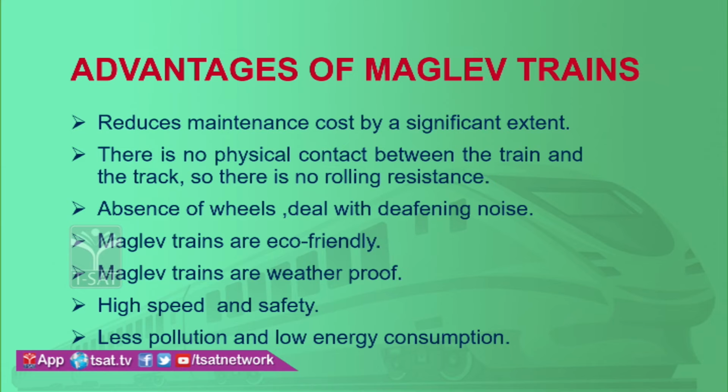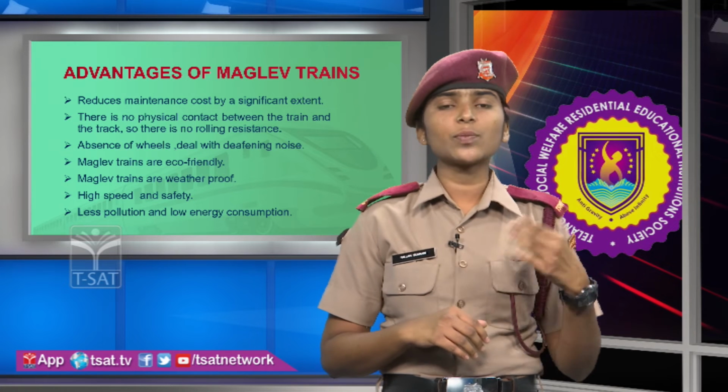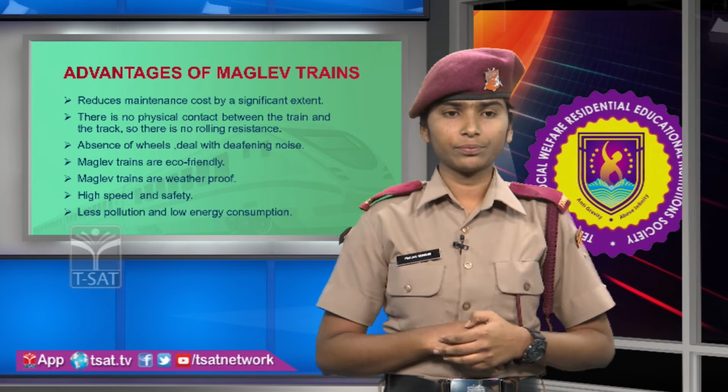Maglev trains reduce maintenance cost to a significant extent. There is no physical contact between the train and the track, so there is no rolling resistance and no friction, which lets the train move at top speed. The absence of wheels also removes deafening noise and reduces noise pollution, whereas in conventional trains the wheels make noise and lead to noise pollution.